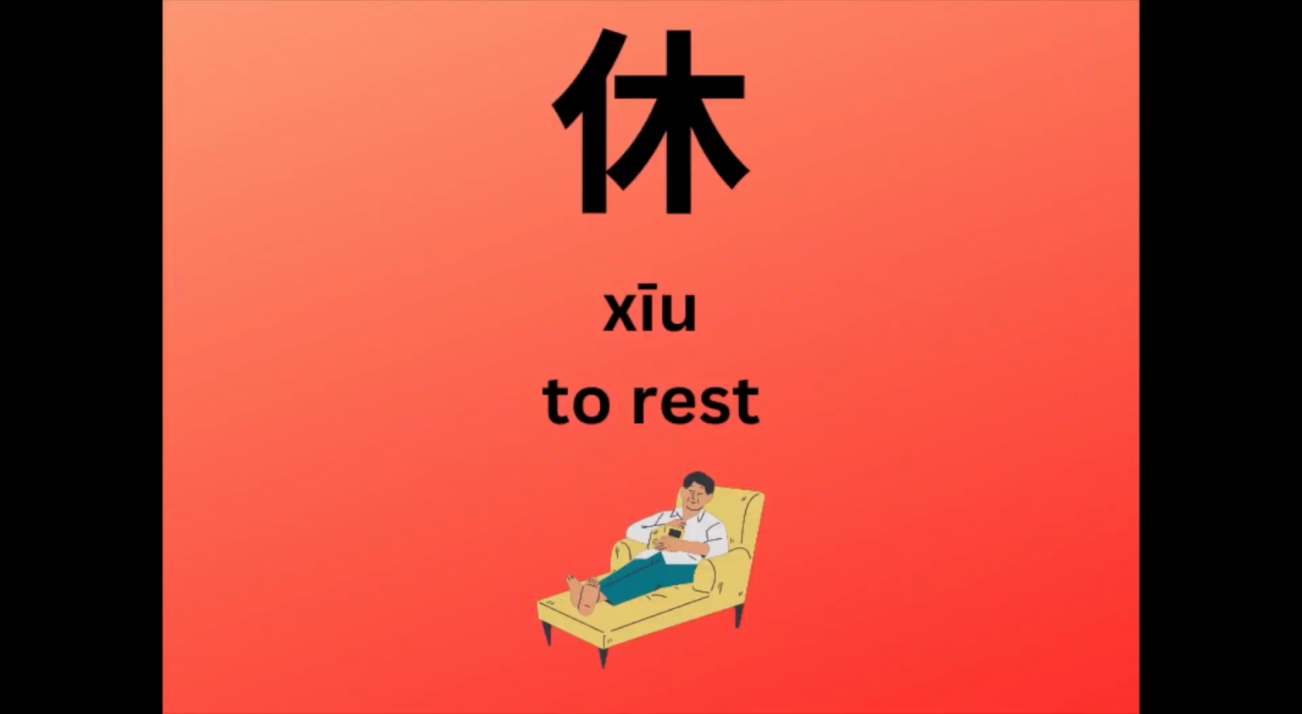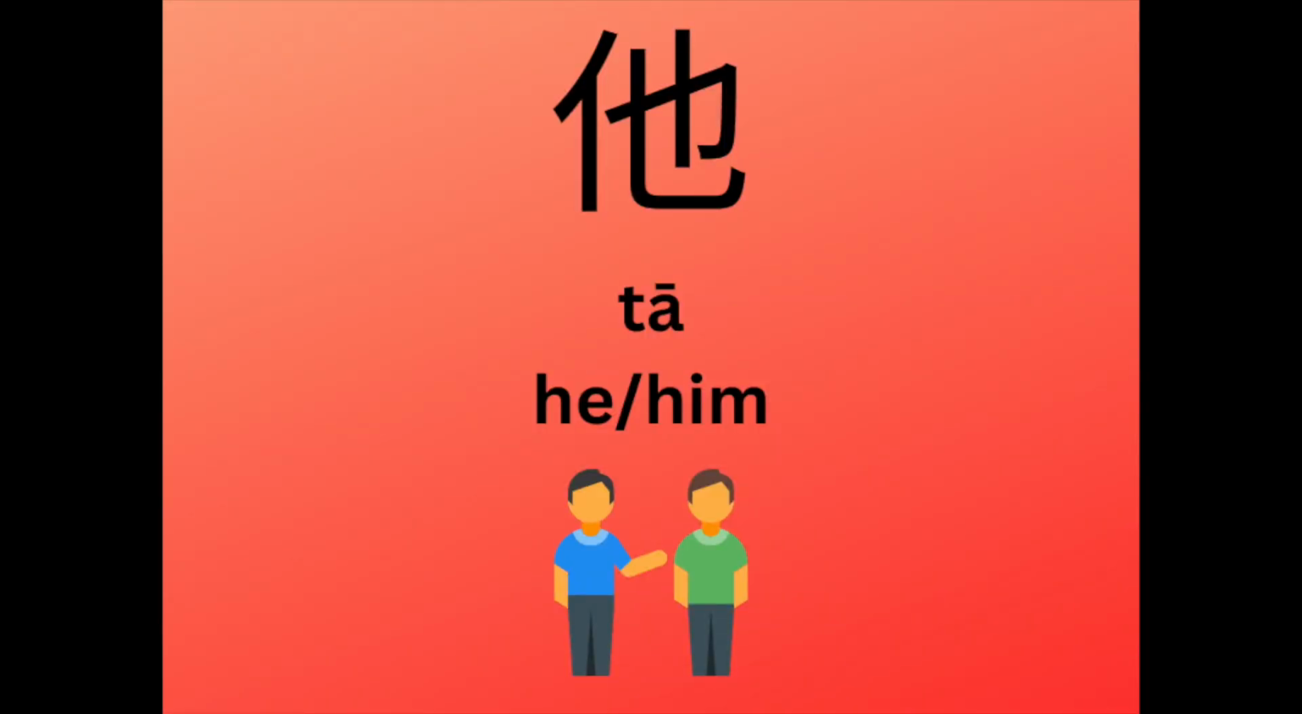Here are some examples of words that use the human radical because it has to do with people. The character for to rest is 休, 休, which is a person and a tree. So picture in your mind somebody who's lying under a tree, it's sunny outside, and he's lying in the shadow of a tree and he's resting. 休. Another one we've seen is 他, 他, which also talks about a person. He is a person, 他.